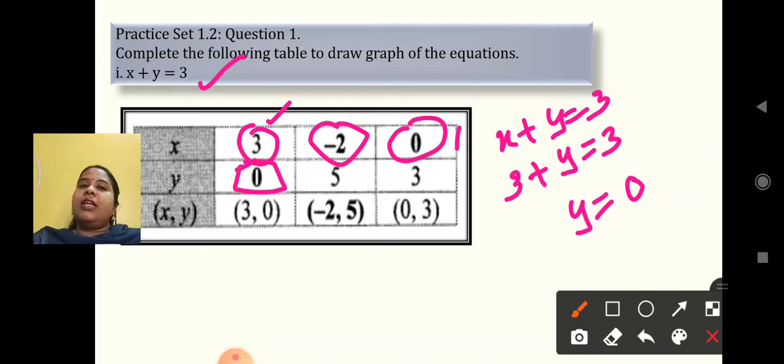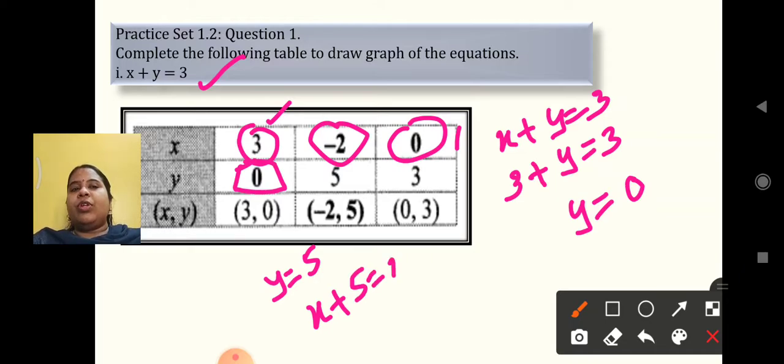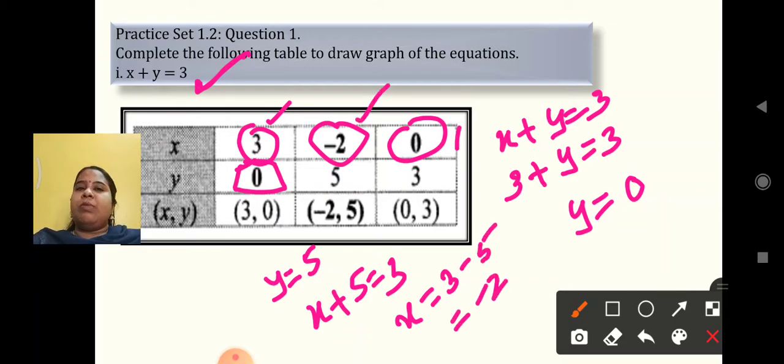Yes, the same way, y is given as 5. In an activity question, they will be giving you the values, of course. So you have to just find the corresponding x value. If y is equal to 5, what will be the value of x? So it is x plus 5 is equal to 3, my equation, where I am substituting. So x automatically will be 3 minus 5, that is minus 2. See here, x is minus 2.